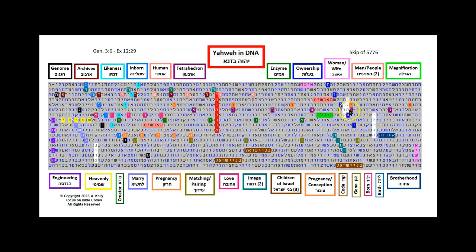Here we have the phrase, the gene code. Here is the gene, and right beside it is code. And here in the black lettering, we have the genome going down diagonal. Archive is here in the burgundy lettering going to the right, and magnification is in this green going to the left.